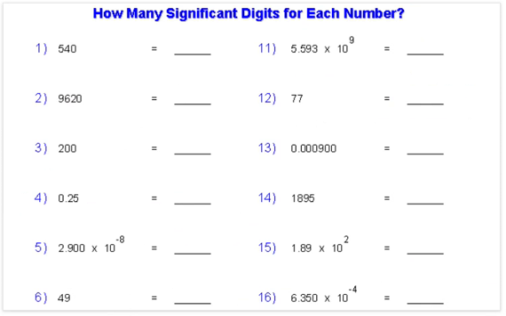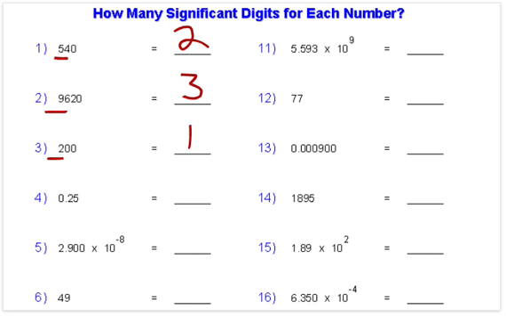That end 0 is only significant if there's a decimal there. So since there's no decimal, it's just saying 540. We're unclear about that last decimal place, so this is only 2 significant figures. The next one, same exact rule. Here we only have 3. And number 3, same thing.